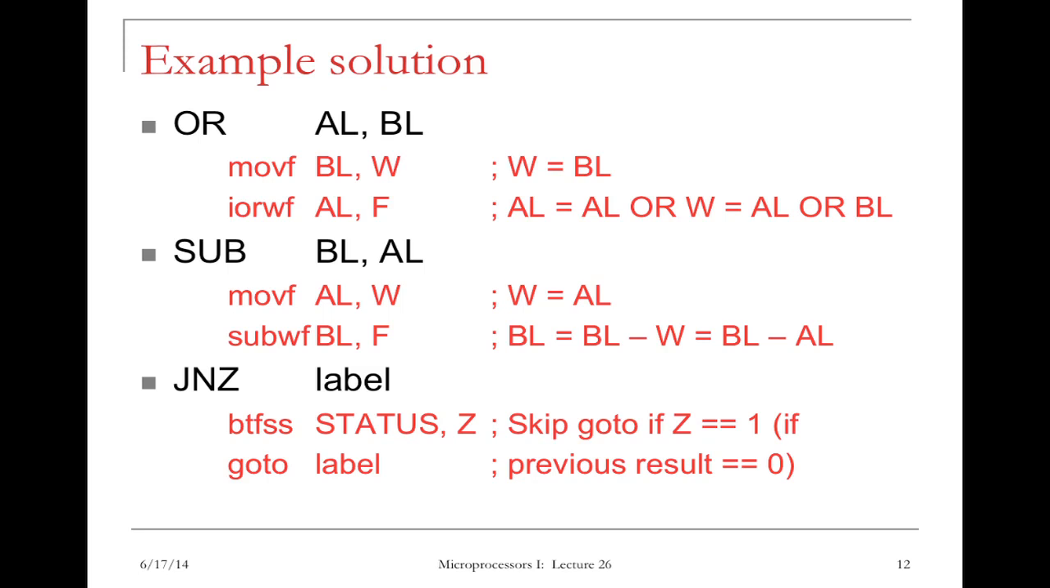Second instruction is IORWF. IOR is the logic OR in PIC. And the operands are AL, comma, F. This is to do OR operation on two numbers. One comes from the working register, and the other one comes from AL. This F indicates the result needs to be put into the register, and that's AL.